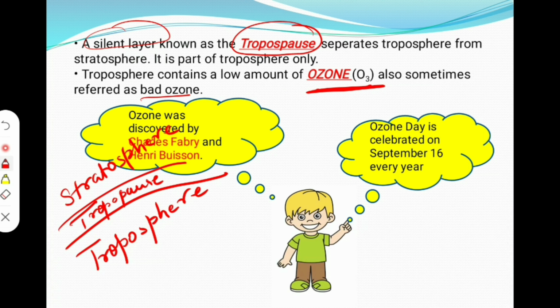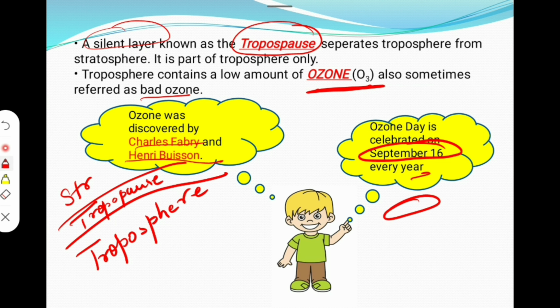Okay, as those who have read chemistry know, ozone is not good for human health, for respiration and different things. And ozone was discovered by Charles Fabry and Henri Buisson. Okay, this is important, and Ozone Day is celebrated on September 16 every year, because we know that ozone is depleting day by day due to depletion of the ozone layer.